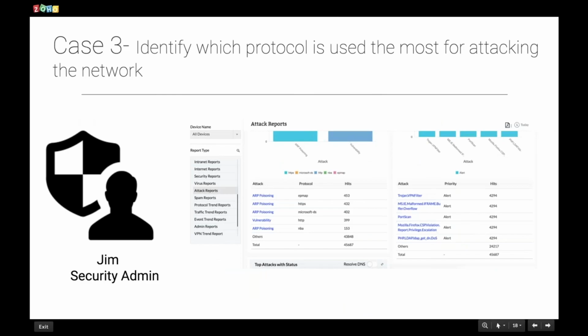So with this, Jim gets a clear understanding of what the protocol is and what type of attack has happened in his network. So Jim can go back and make the necessary changes in the firewall to quarantine and rectify.